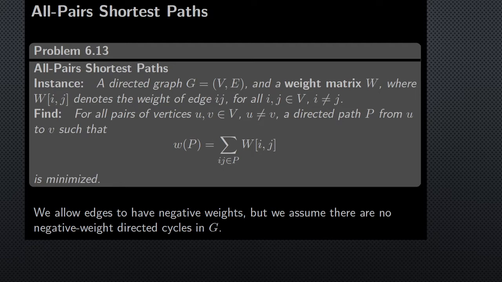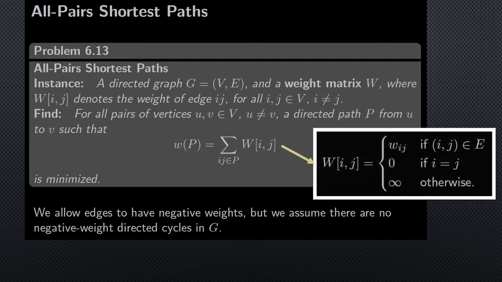Okay, so let's start with the FLOYD-WARSHALL solution to the all pairs shortest paths problem. Here's a bit of a refresher for you. What is the all pairs shortest paths problem? Well, we're given a directed graph, G, and a weight matrix M.